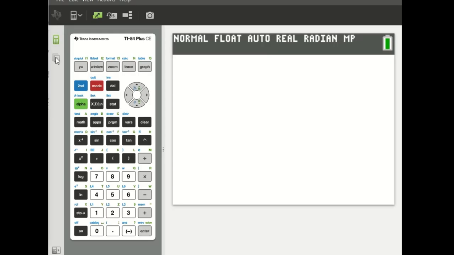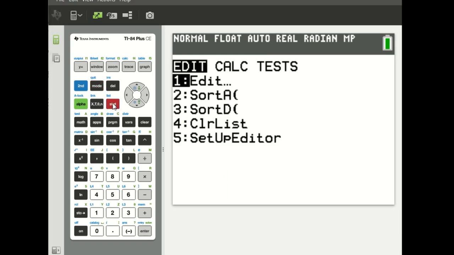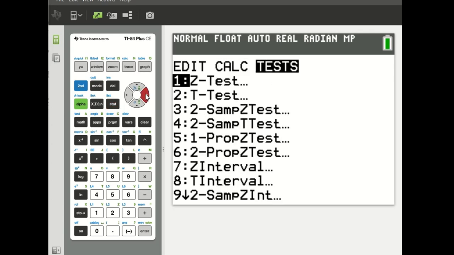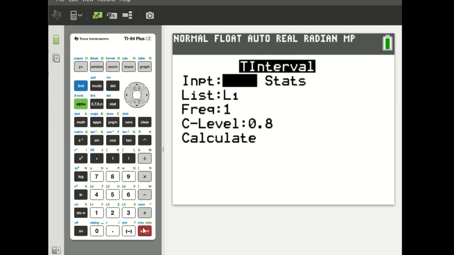Okay, so in our calculator, we go over to the stats menu, and then we go over to tests, and in the tests menu, we go down to a t-interval. Now, this is going to ask us for some data. We've got our data in L3, so we're going down to that list and we'll enter L3, not changing the frequencies, but we've got a 95% level of confidence, so 0.95, and then we calculate. And when we do that, we've got our confidence interval.